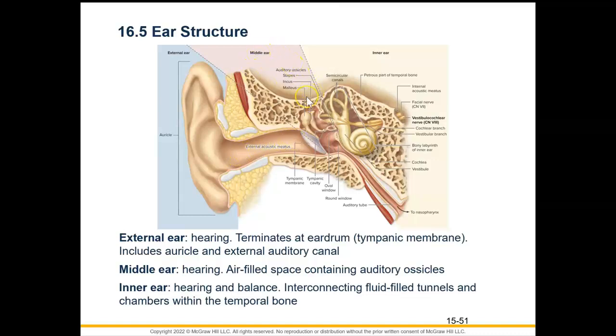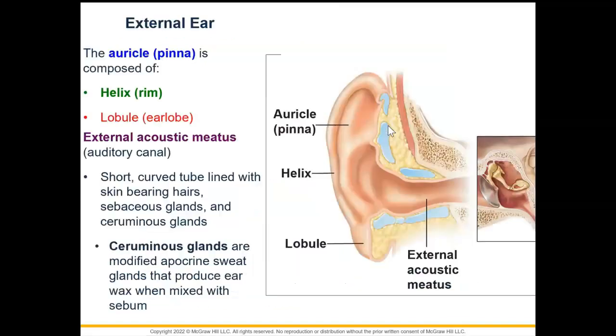We have our middle ear that is also associated with hearing, and this is an air-filled space that contains the auditory ossicles, or the three small bones of the ear. And lastly, we have the inner ear that is responsible for hearing and balance. Here we will see an interconnecting fluid-filled tunnel that has chambers within the temporal bone that surrounds it. So let's first talk about all the details of the external ear.